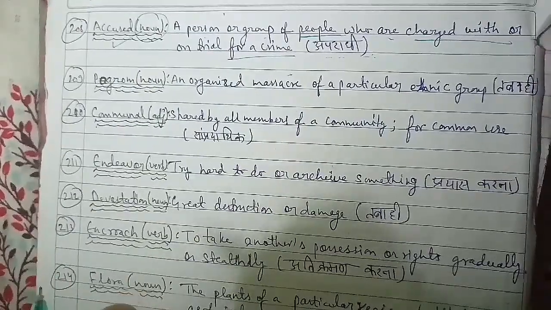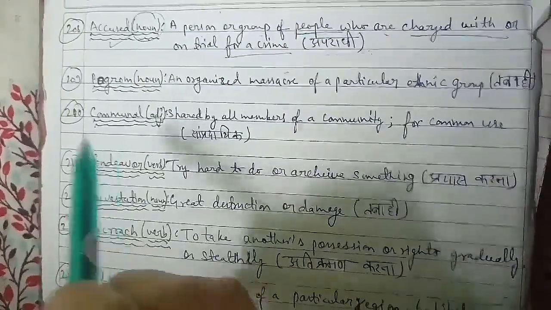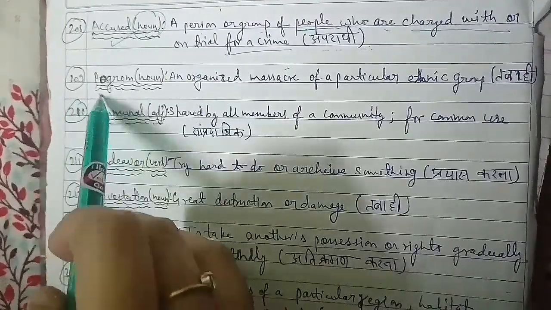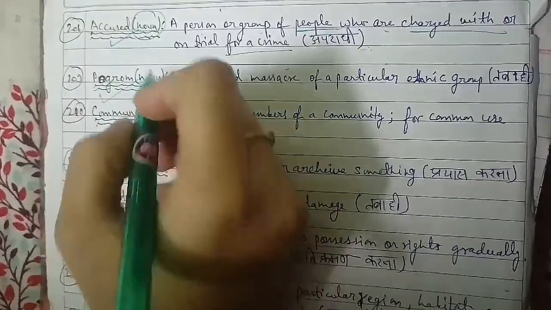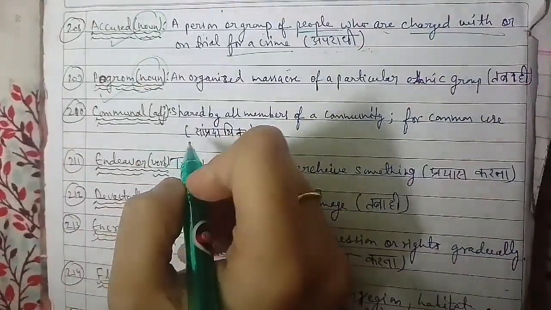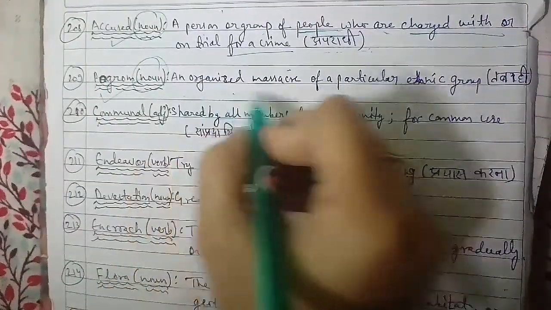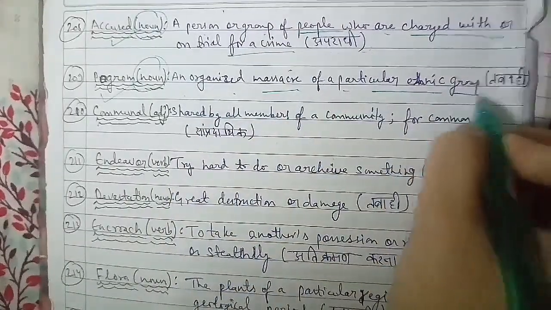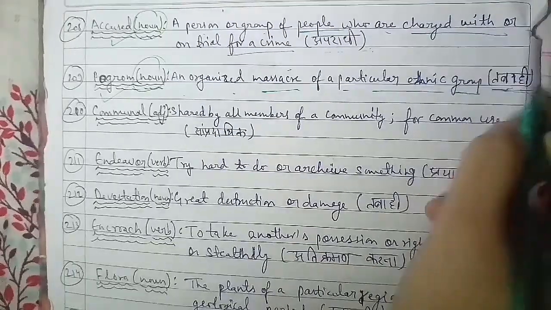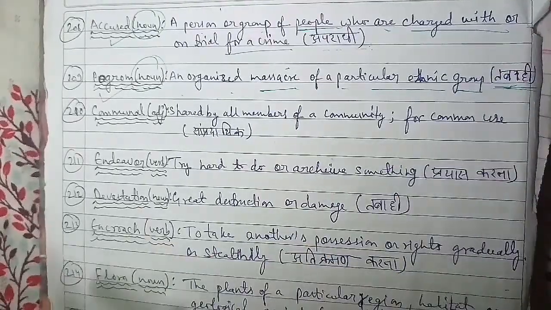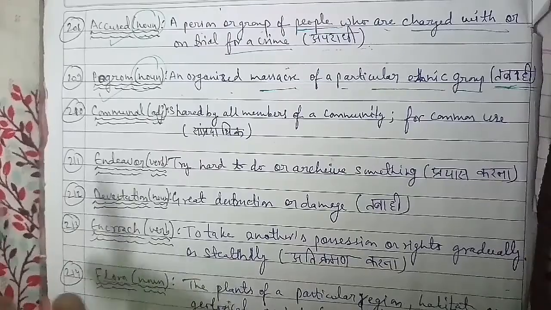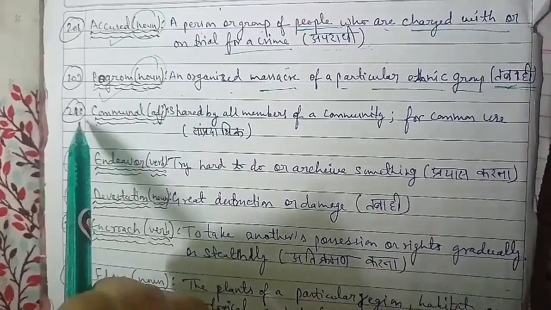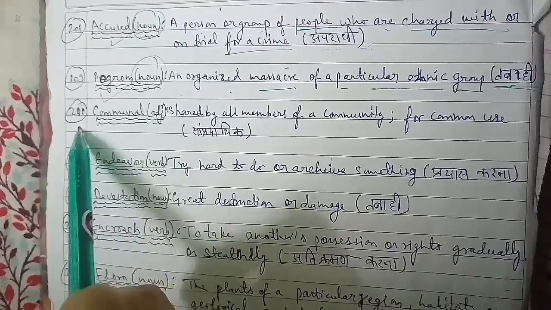Next word we have is the 210th word, and that is communal. Communal is a word used as an adjective, and the meaning of communal is shared by all members of a community, for common use. कोई common use के लिए होता है, आप पूरे community के members के साथ use करते हैं. In Hindi that is सांप्रदायिक. सांप्रदायिक होता है कोई चीज़, जिसे हम लोग सभी के साथ share करते हैं, common use के लिए होता है. तब हम communal word use करते हैं, and you can frame sentences in that way too.